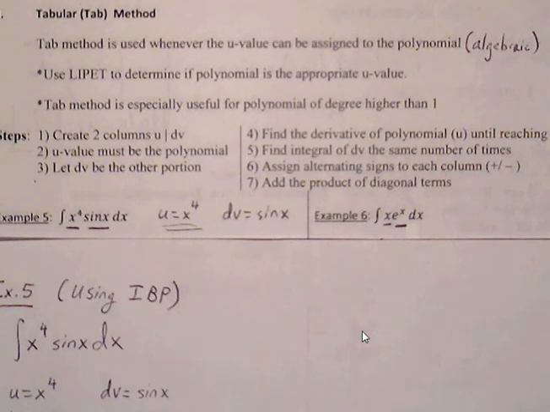All right, there is also another form of integration by parts, and this is called the tabular method, the tab method. This can be useful in certain situations. We can think of this as a bit of a shortcut method for integration by parts, especially for problems that involve multiple iterations of integration by parts.